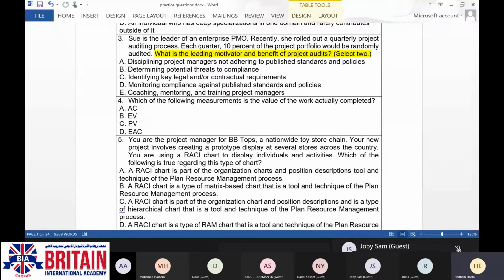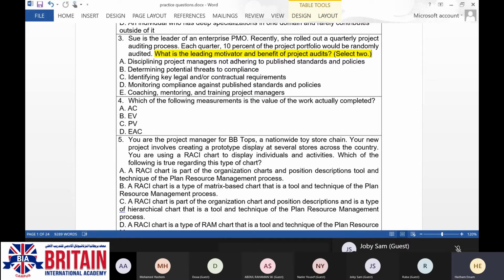The RACI diagram is part of the organization structure. Here, it's just referring to your answer. Yes, part of it is right, but it's not including the full definition of the RACI diagram.